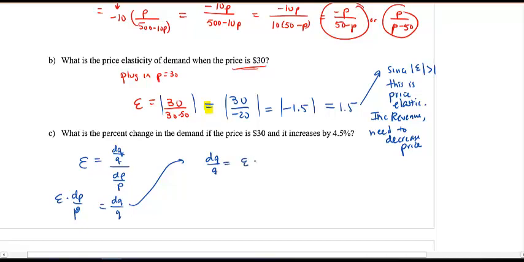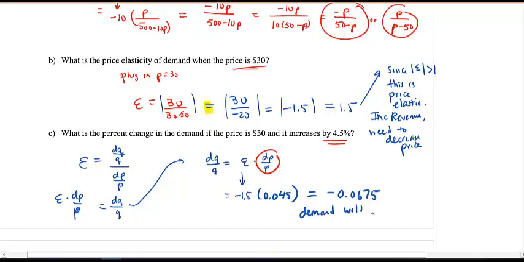Then what I'm saying now is just plug in these numbers. So E is what we found earlier, negative 1.5. This dp over p represents this increase of 4.5%. So let's write that as a percentage. And then you will see that if you calculate this, you'll get this lovely number. And that means that the demand will change. In this case, the price was an increase, so the demand will be a decrease by 6.75%. So at this price point, if you increase the price by 4.5%, expect your demand to be reduced by 6.75%.